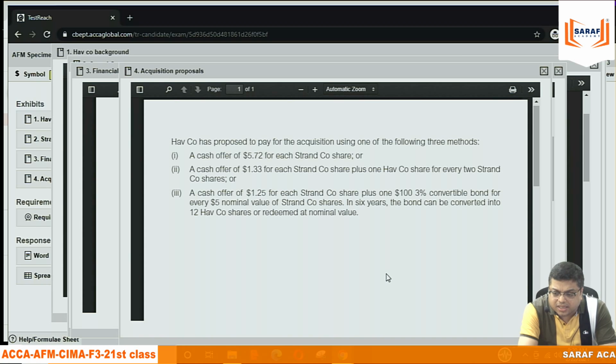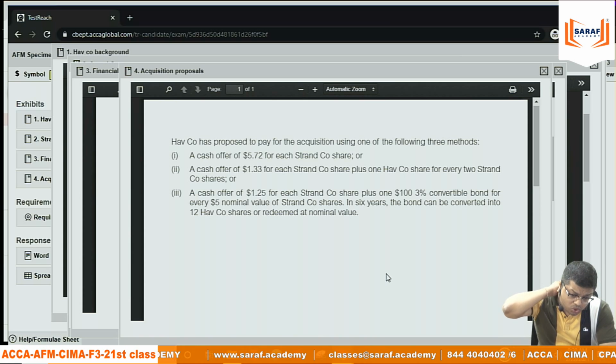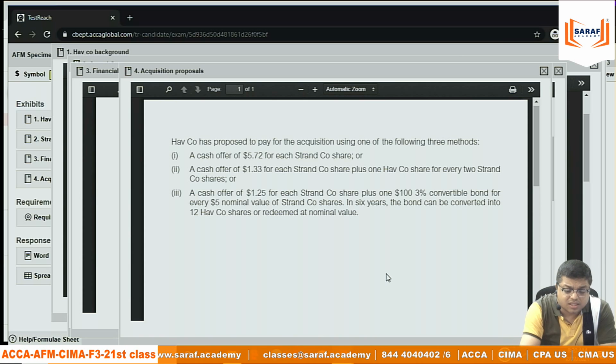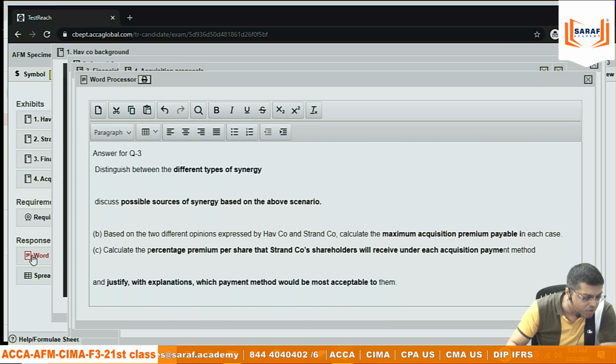Matlab after 6 years, the bond either can be converted into shares or may be redeemed at face value. It's upon them. Those three options they are giving, using one of the following three alternatives. That is, the acquirer has proposed to the acquiree that these are the three options. Okay. Now we are going into our question.